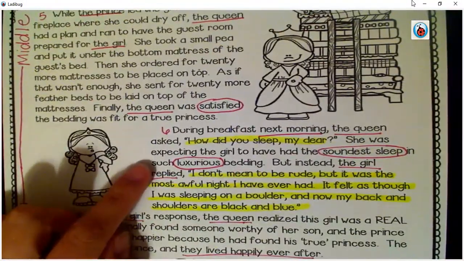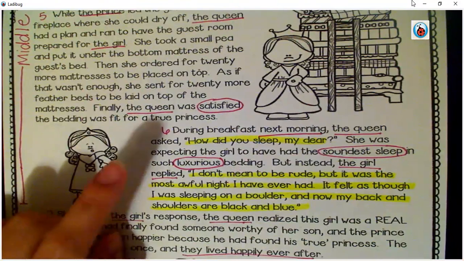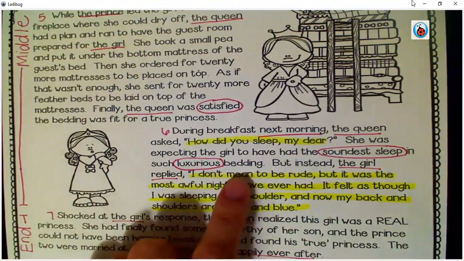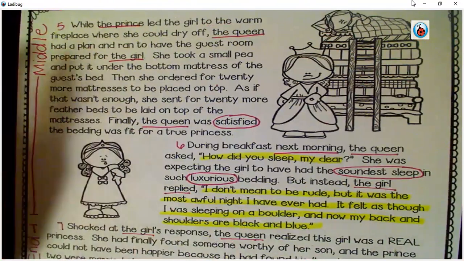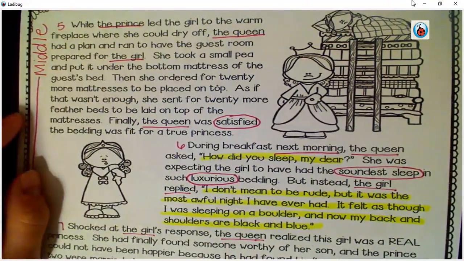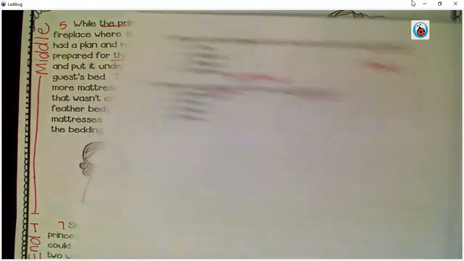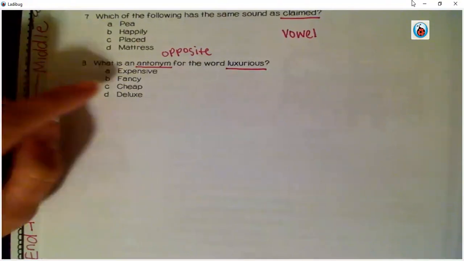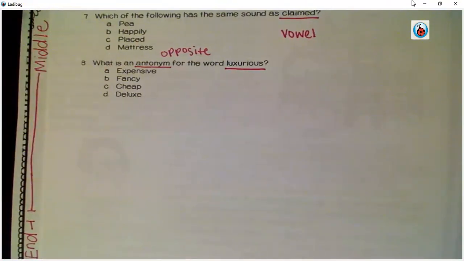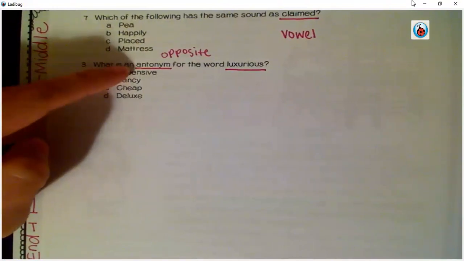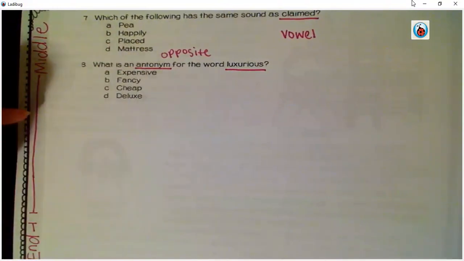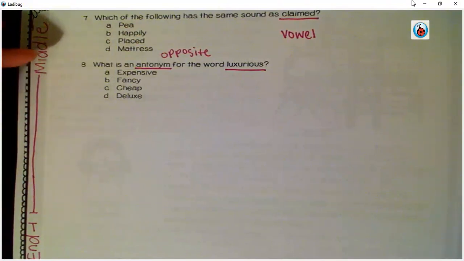Paragraph 6 says, she was expecting the girl to have had the soundest sleep in such luxurious bedding. Remember, we talked about the type of bedding that we would see in a palace. So I know that I don't want to choose the actual meaning of luxurious because I'm asked for the antonym, which I know is the opposite. So we should eliminate right away the answer choice that is similar to the meaning of luxurious. And I see there are a couple here.